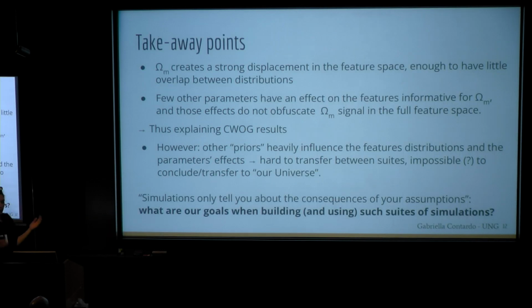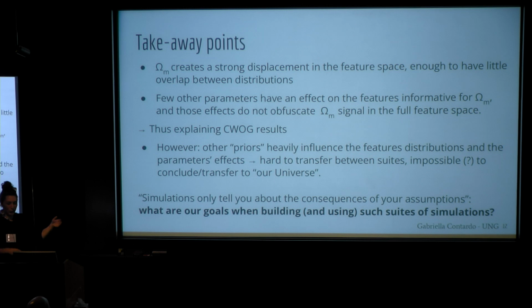And so this in itself explains the original results from cosmology with one galaxy. So perhaps we shouldn't even be surprised that we're able to do that, because is it that surprising that omega matter is a strong displacer in the galaxy's features? I don't know. This is for you to answer.